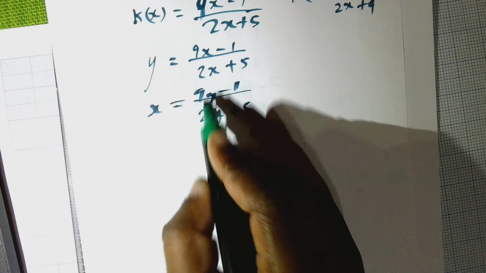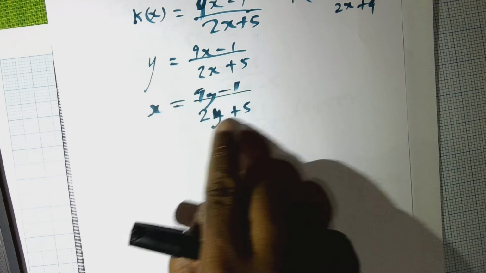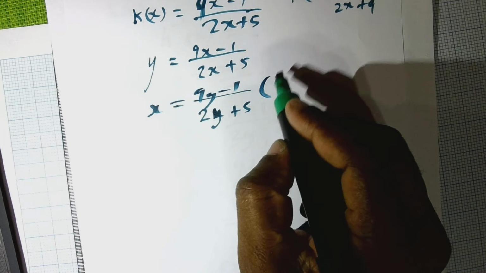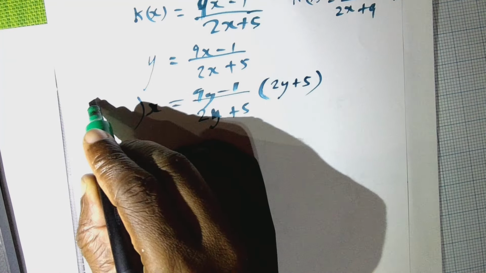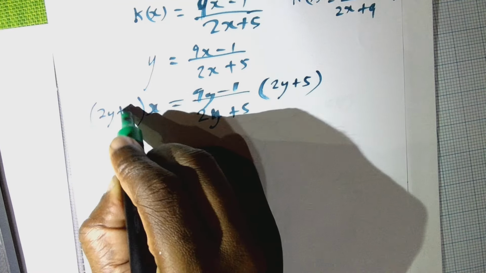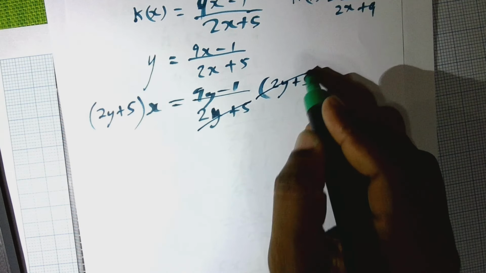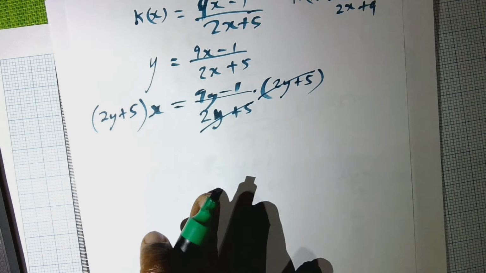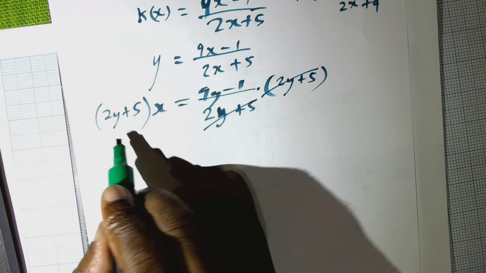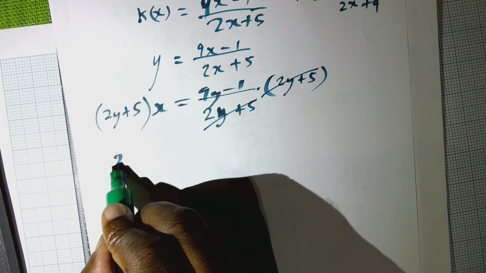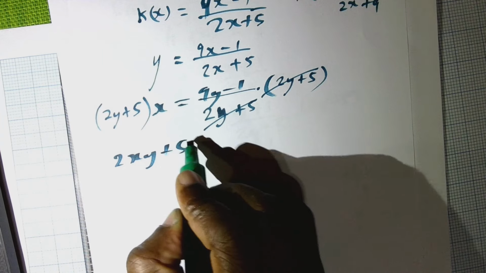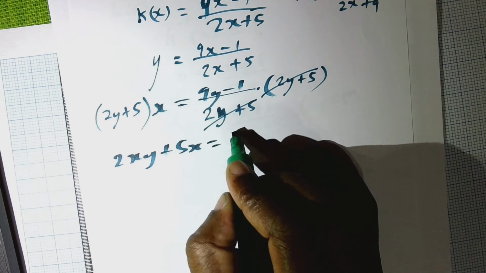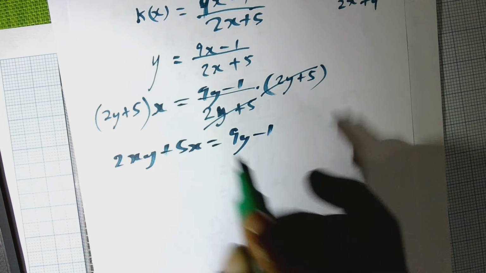Now we're going to try to make this y the subject, so we need to get rid of this denominator. So we're going to multiply this side by 2y plus 5. We do to one side, do to the next, of course. This allows us to get rid of this since we're multiplying. And now we're going to distribute this. So x times 2y gives us 2xy, 5 times x gives us 5x, and that leaves us with 9y minus 1.